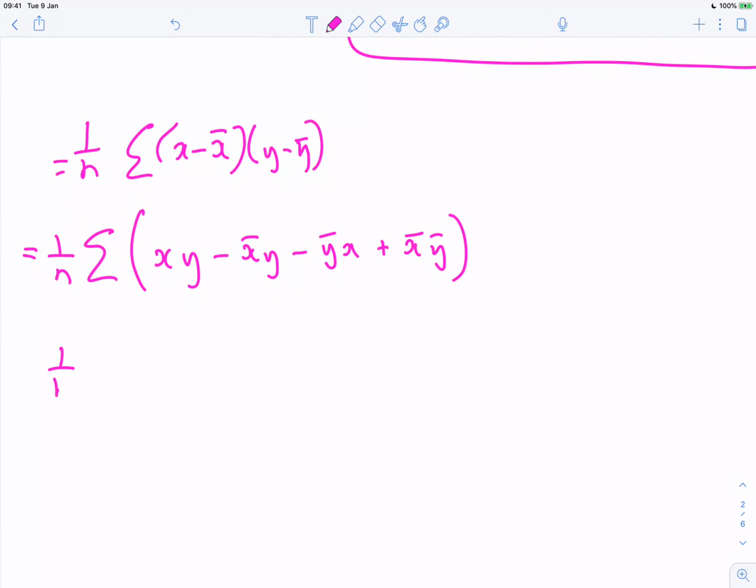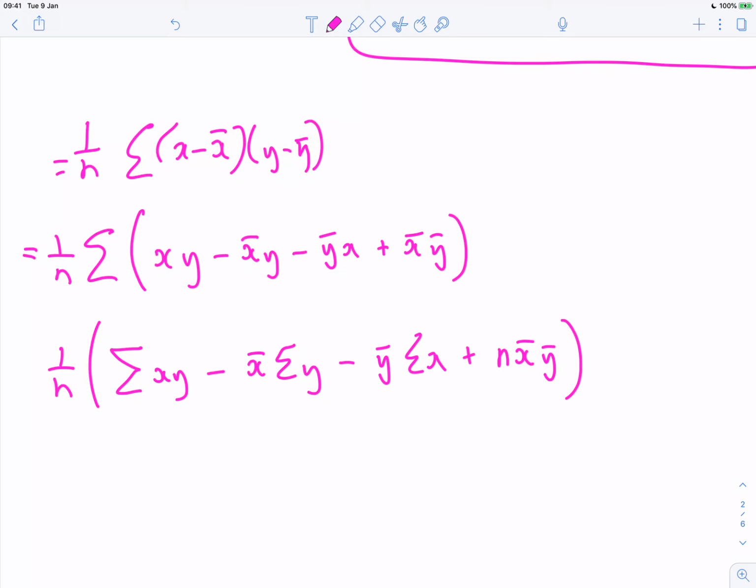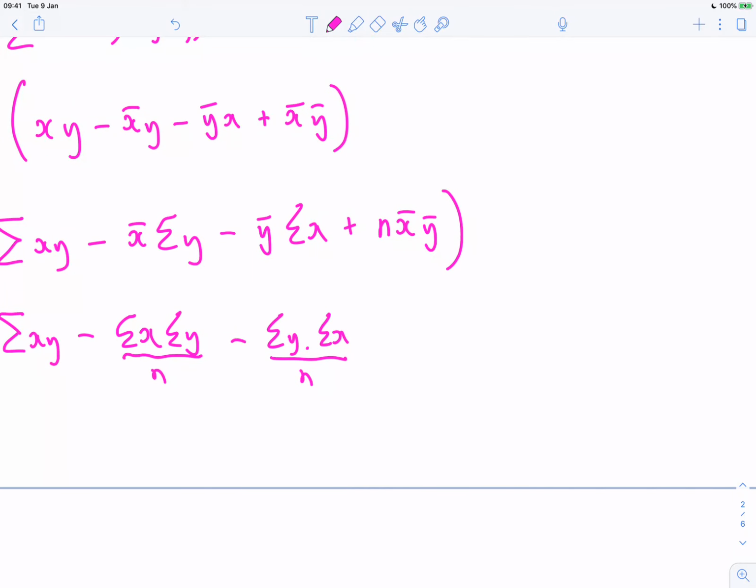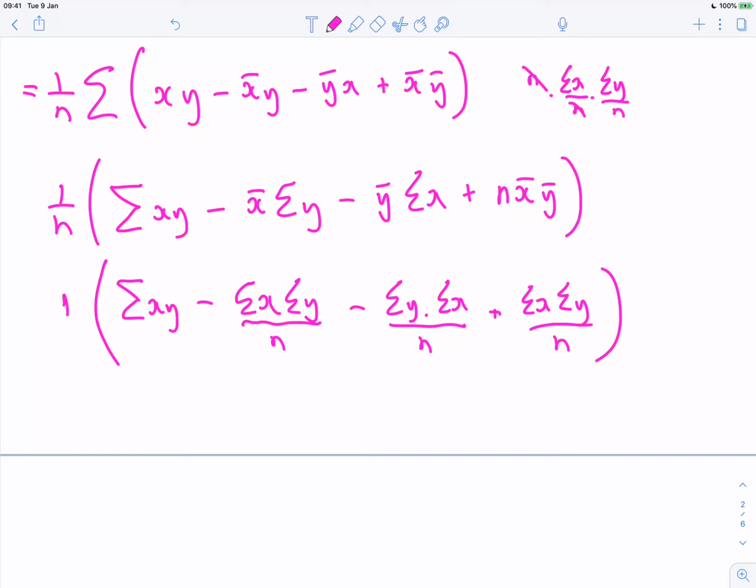So really quickly, this is going to be 1 over n lots of the sum of xy minus, now x bar is just a constant, so I can take that x bar out, and that would be sum y, minus y bar is a constant, so that can come out, that's sum x, plus the sum of x bar y bar is just going to be x bar y bar n times. Sum of xy just stays as it is. X bar is the sum of x over n, so that's going to be sum x times sum y over n. Y bar is the sum of y over n, so times sum x, that's just that. Then x bar y bar is the sum of x over n times the sum of y over n, but when we times by n, that and that cancel, so it's going to be plus sum of x, sum of y over n, like so. And this whole thing is over n.